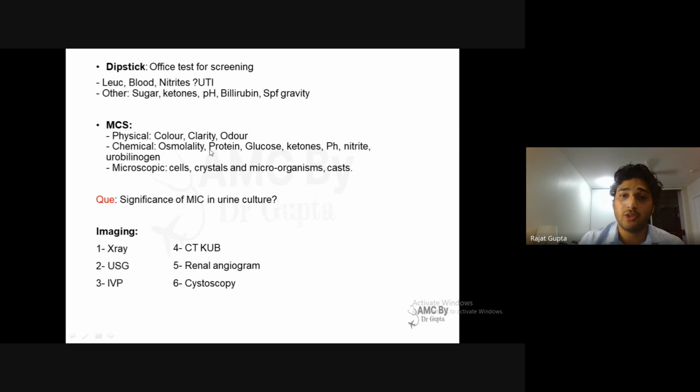For example, if you have proteinuria, how much proteinuria is there? If you're having glucose, ketones, nitrites. Nitrites are typical for urinary infection. In microscopy, you have to look at the cells, casts, sediments, crystals, and most importantly, culture. Culture is most important, like what sort of bacteria are growing.